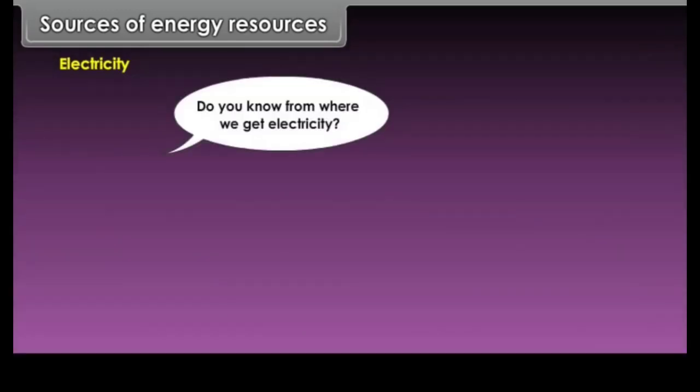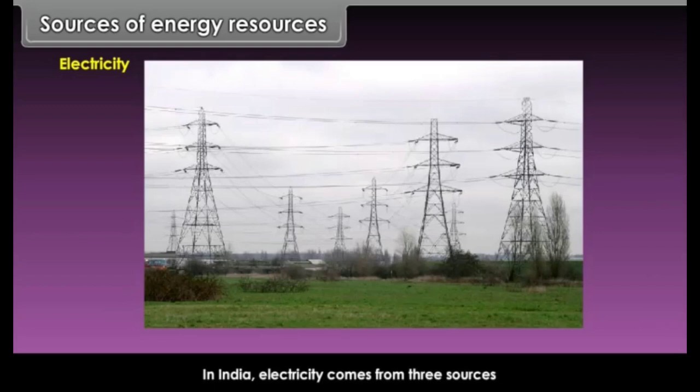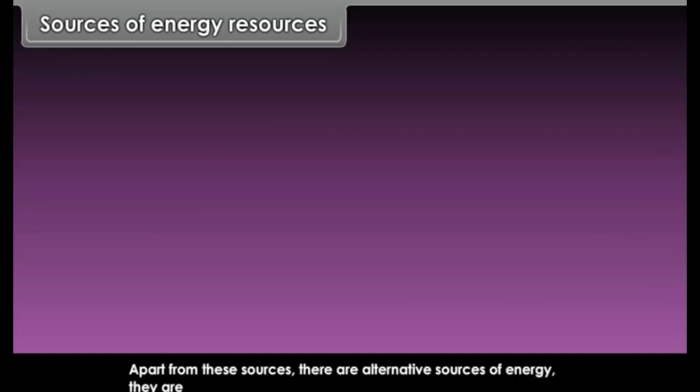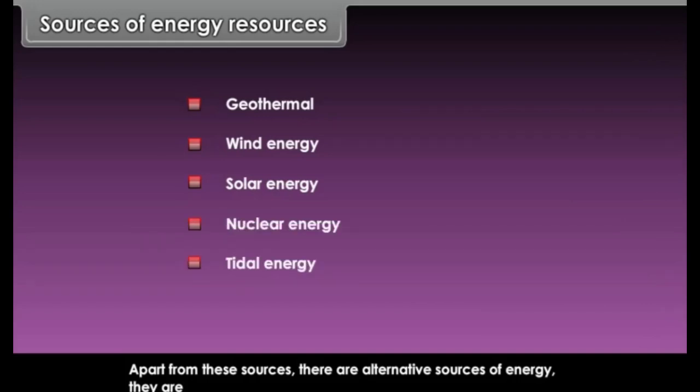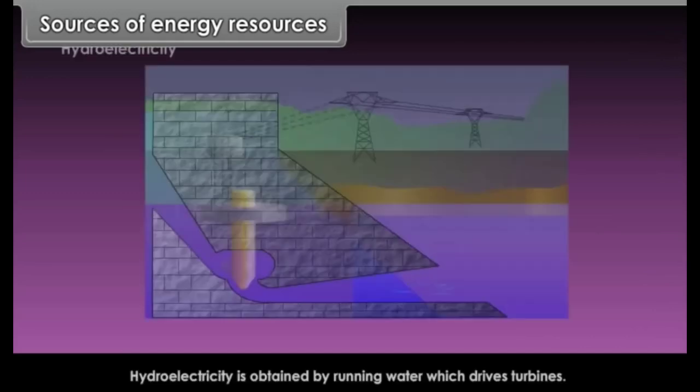Biomass. Electricity. Do you know from where we get electricity? We all get electricity through different sources. In India, electricity comes from 3 sources: water, mineral fuels and atomic minerals. Apart from these sources, there are alternative sources of energy. They are geothermal, wind energy, solar energy, nuclear energy, and tidal energy. Now, we will study these sources of energy in detail.